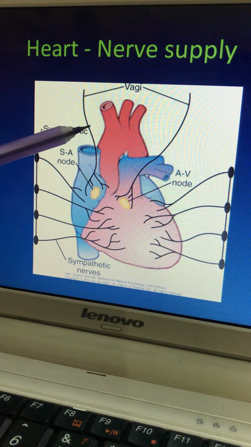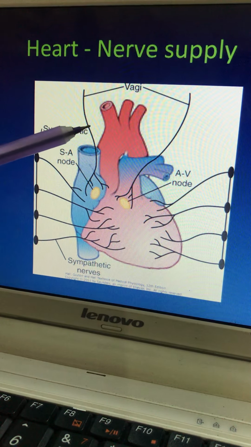Emotion. What is the effect of emotion on heart rate? Emotions are excitement, anger, anxiety. These types of emotion increase heart rate, and sudden mental shock and grief decrease heart rate.